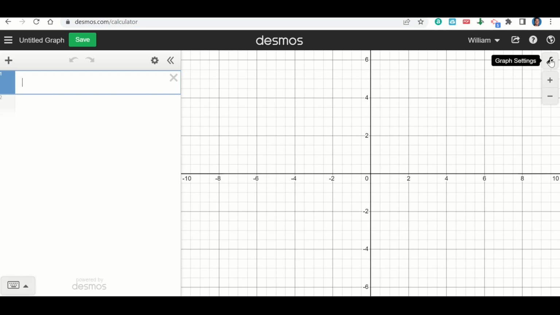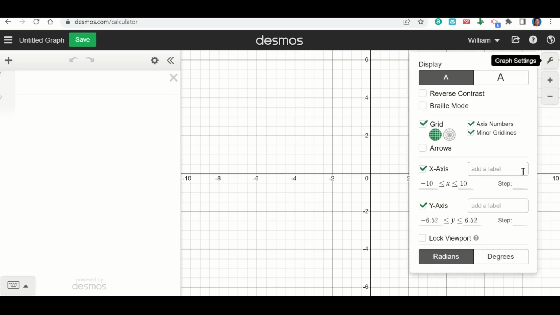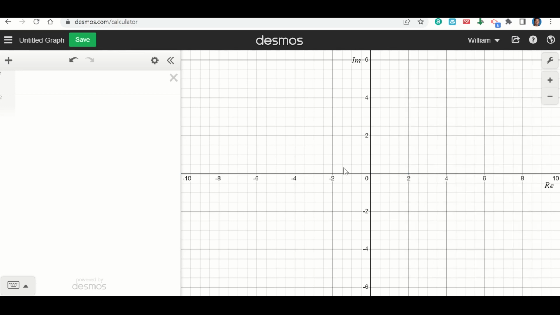So what we're going to do is we're going to click on the little wrench here, and for my x-axis I'm going to label that RE for real, and y-axis we're going to label that IM for imaginary. Now we have our real and imaginary axes. Now let's say we were trying to plot the point 3 plus 2i. So let's say that's what we're trying to plot.